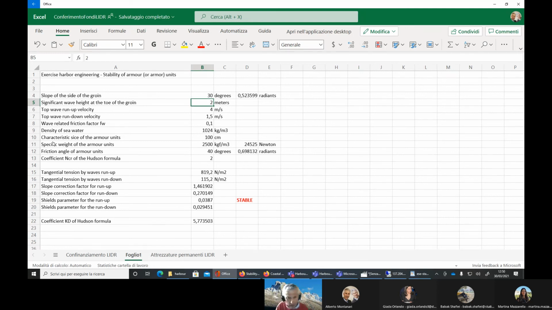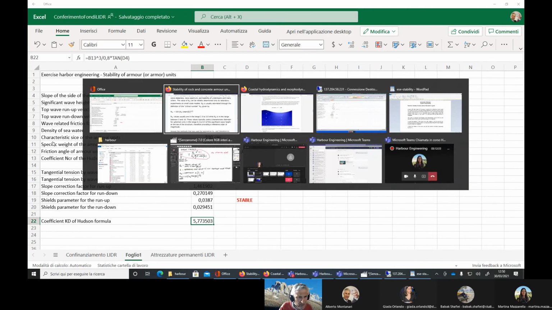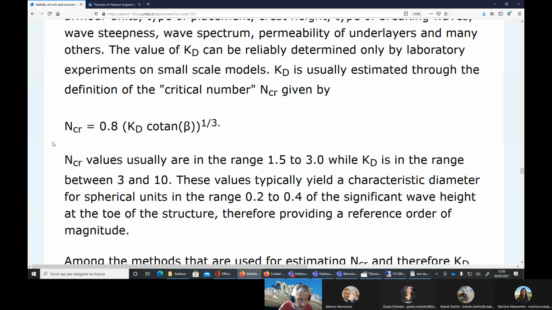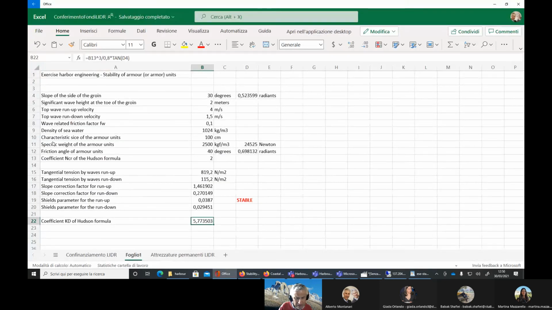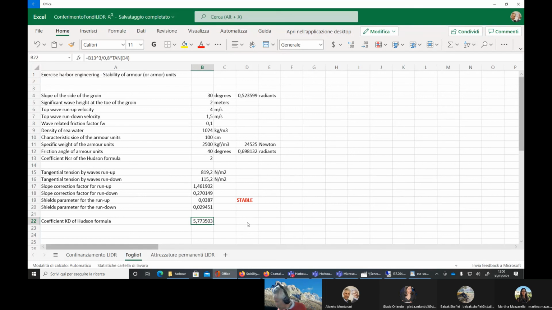Okay, and let me see if everything is correct. And here too, I think it is a bit too low. Maybe, let me check the formula, there is something that I am missing, I think, or maybe not. Let me just check. It's power of 3 divided by 0.8 divided by cotan beta, okay. And let me check here.